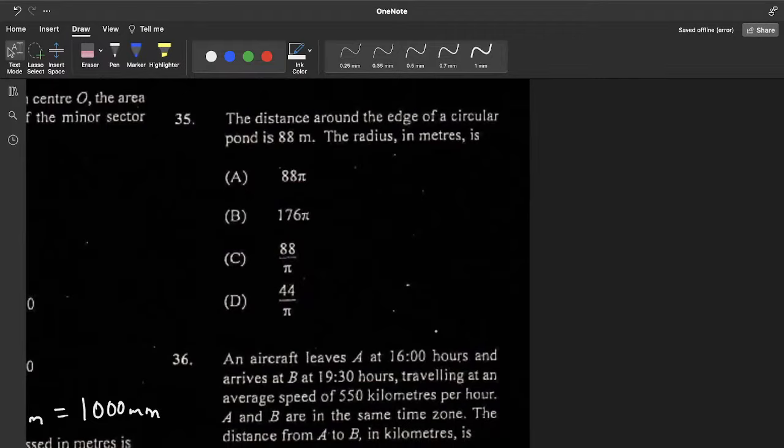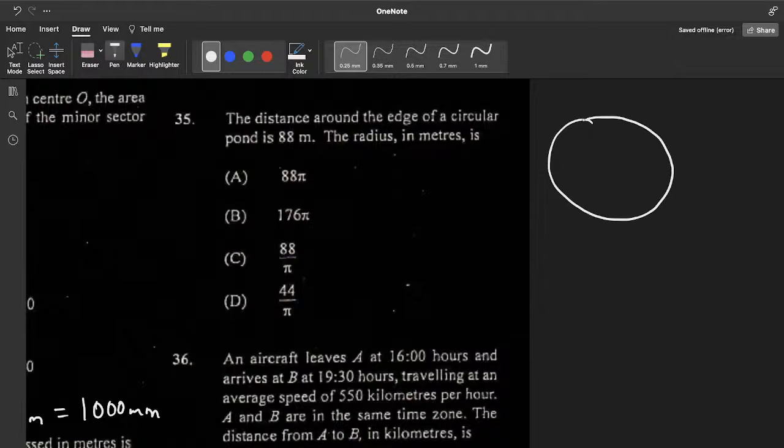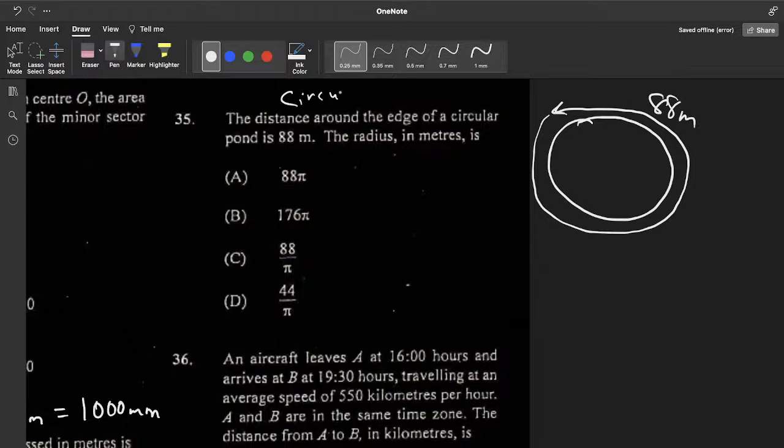Now this one here, it says the distance around the edge of a circular pond is 8 to 8 meters. So this is one that I answered on TikTok before as well. So you can check it out there. So we have a circle here. We're saying that the distance around this is 8 to 8. So if you go all the way around, this is 8 to 8 meters. And this represents the what? The circumference. That's all that means, the circumference. Because once it's a circle, that's what we're looking at, the circumference.